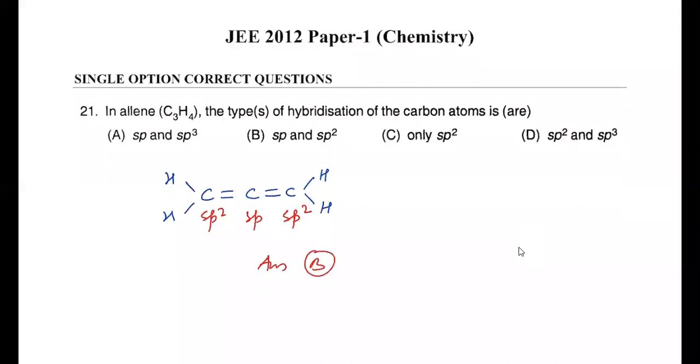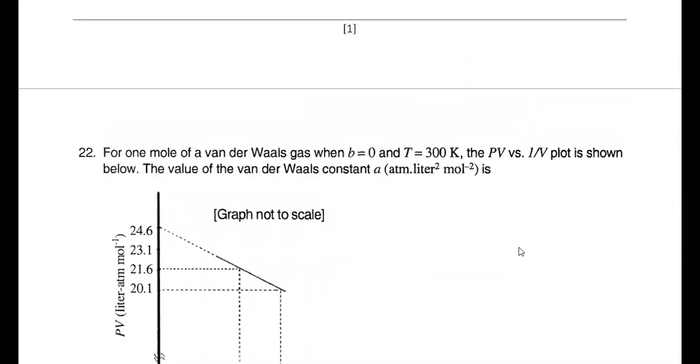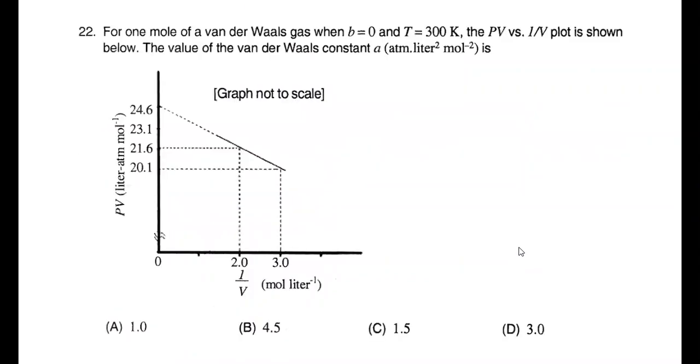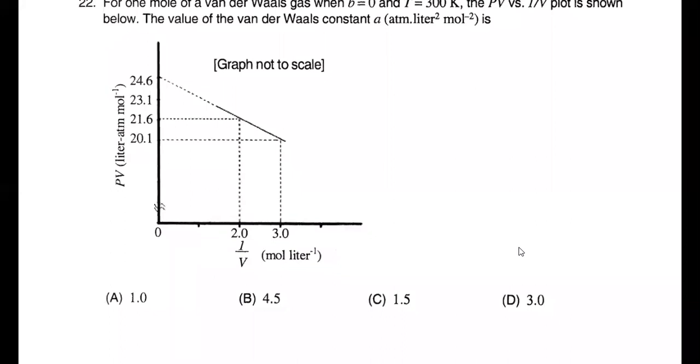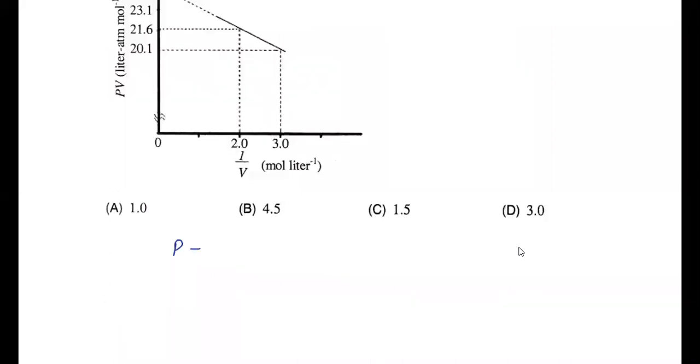Then question number 22. 22 is given for 1 mole of van der Waals gas when B equal to 0 at T equal to 300 Kelvin, that the PV versus 1 by V plot is as shown below. And the value of van der Waals constant A you have to find out. So graph is PV versus 1 by V, and B is given equal to 0. So first you have to make the equation. It is P plus A n square by V square into V minus nB equal to nRT. This is van der Waals equation.